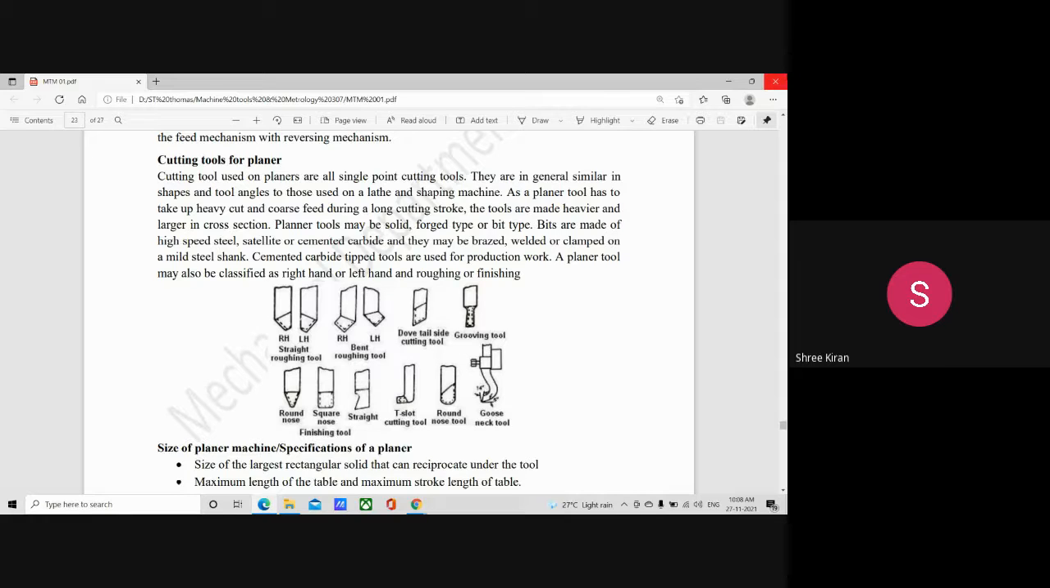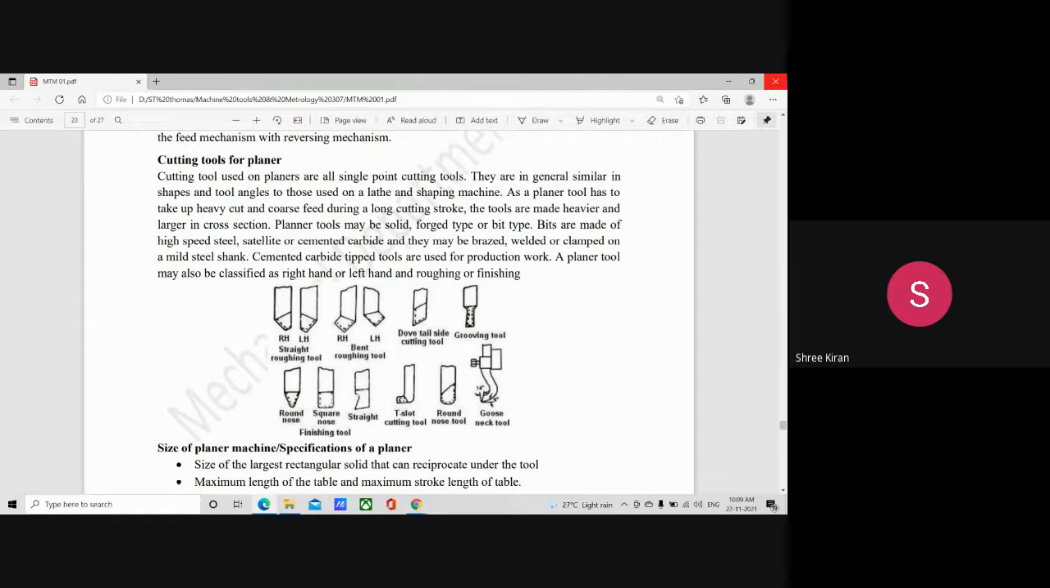Now, planer tools may be solid, forged type, or bit type, according to the purpose, the requirement, and the availability of raw materials. The bits are made of high speed steel (HSS), stellite or cemented carbide, and they may be brazed, welded, or clamped on the mild steel shank.